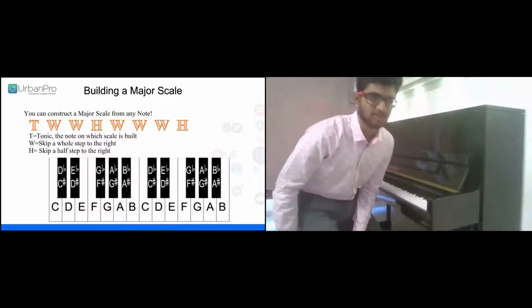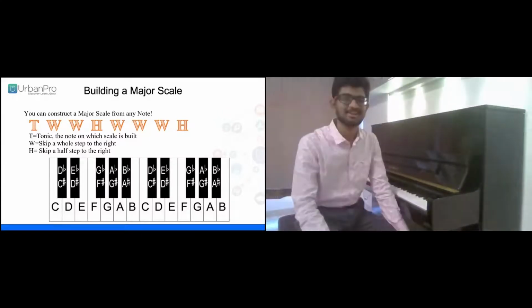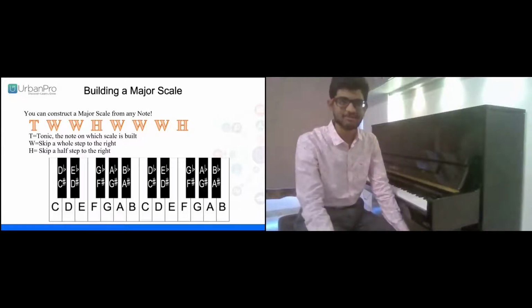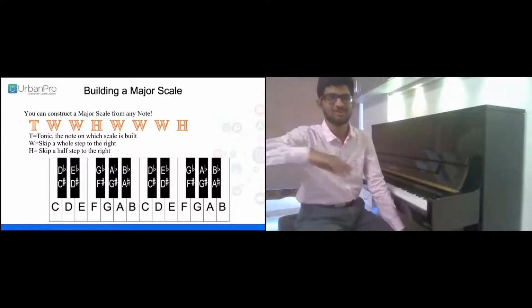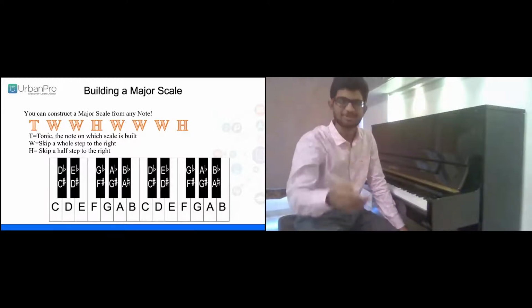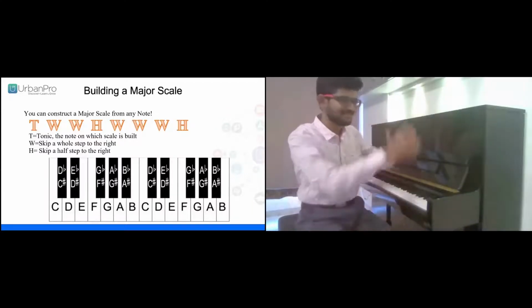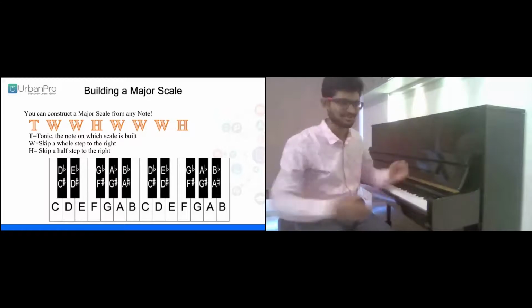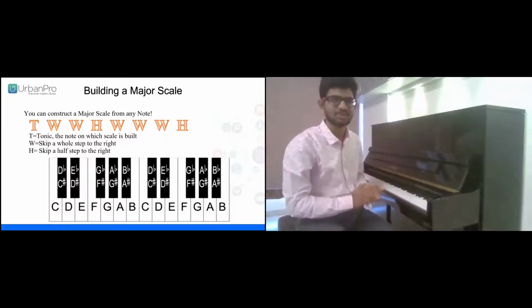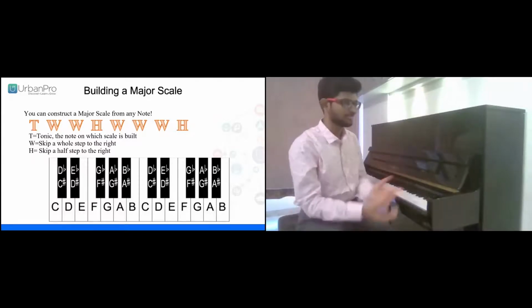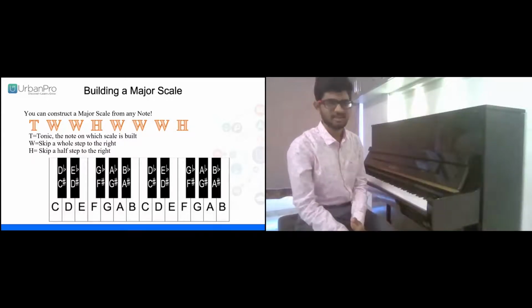All right, so the formula for that is, as you can see on the screen, quite weird looking. It's TWWH, WWWH. T stands for tonic. Tonic is basically your home base, or the note that you're basing your scale on. For example, in the C major scale, your tonic would be C. In your F major scale, your tonic would be F, right?